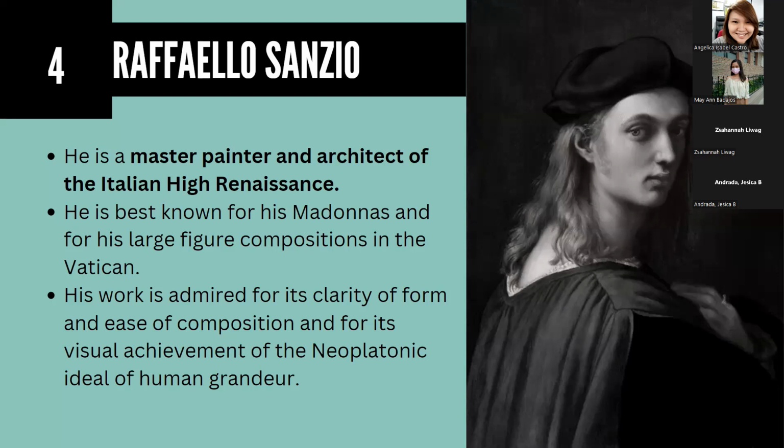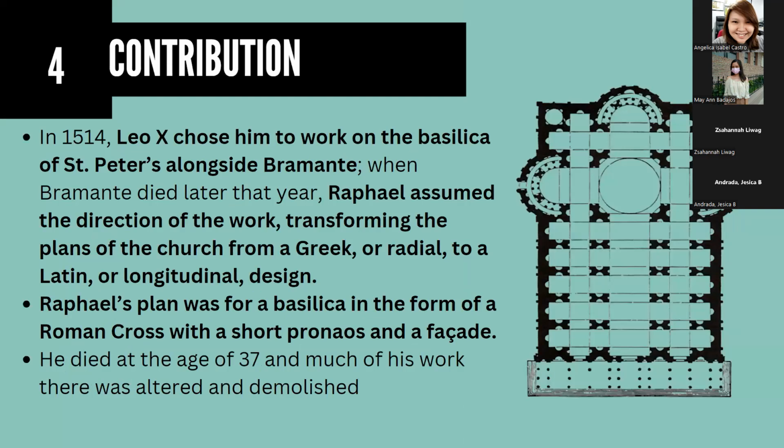In 1514, Leo X chose him to work on the Basilica of St. Peter's alongside Bramante. After Bramante's death in 1514, he was named architect of the new St. Peter's. He changed the Greek cross plan into a Latin cross plan.